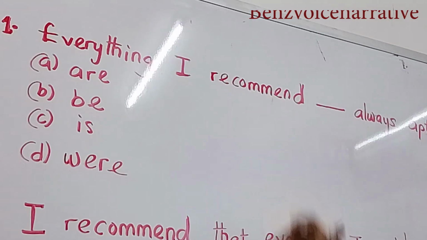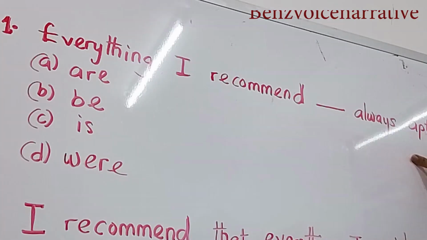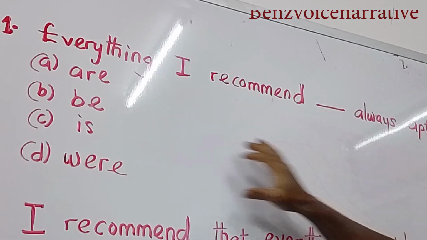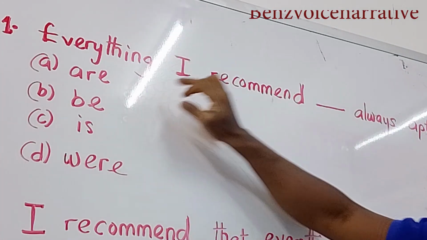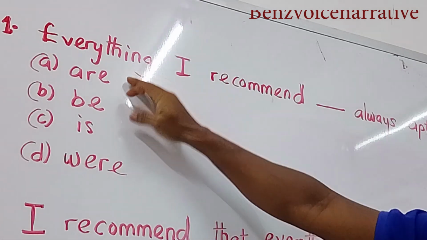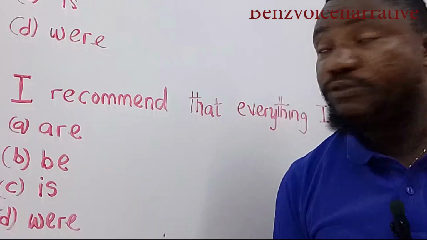We have four options. The first option is, everything I recommend are always act. B, everything I recommend be always act. C, everything I recommend is always act. D, everything I recommend will always act. That is all about the first question.